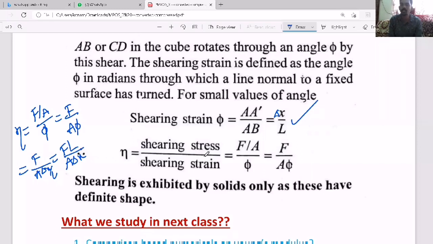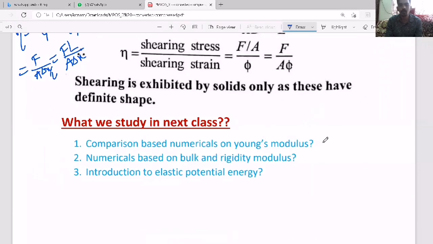I will give you a few questions as assignment later. And in the coming class, what we will discuss is comparison based numericals, as I said, and a few more numericals based on bulk modulus and rigidity modulus. And an introduction to one more concept, that is elastic potential energy of a solid body. So all these things we will study in the coming class.